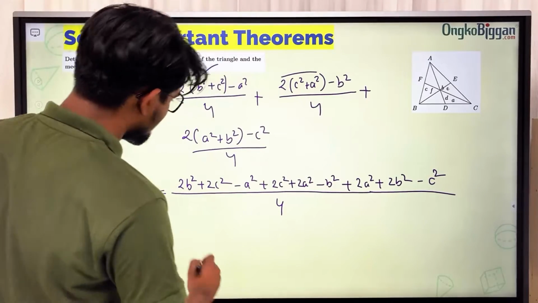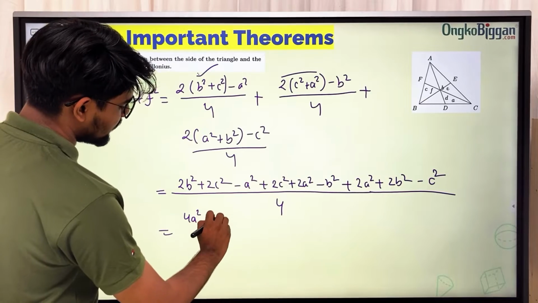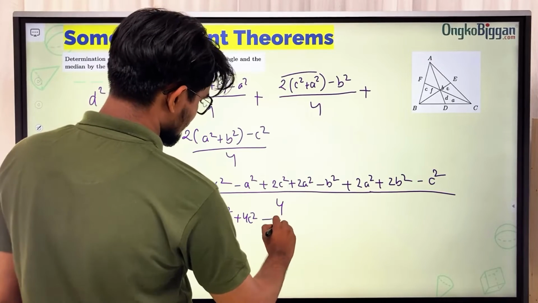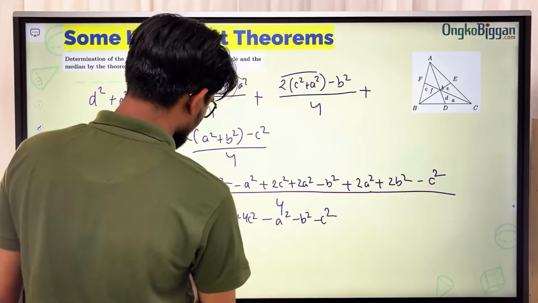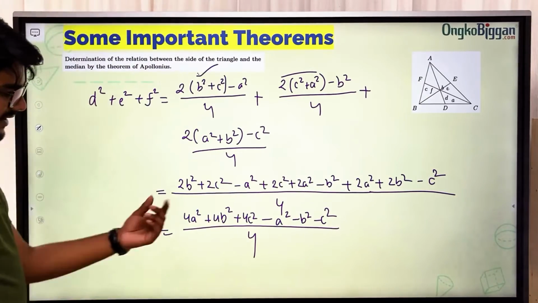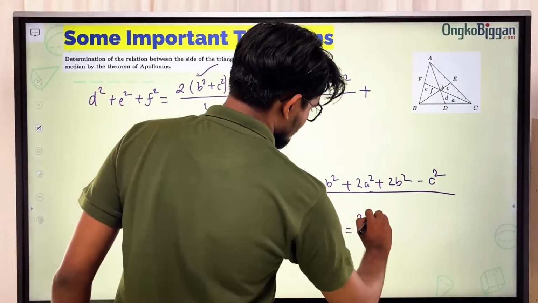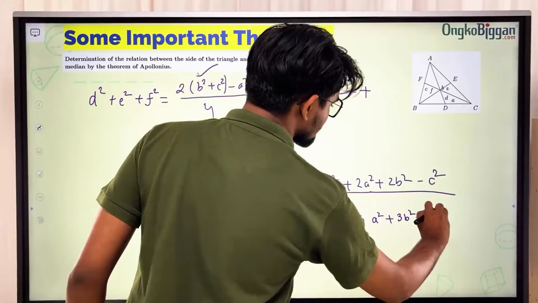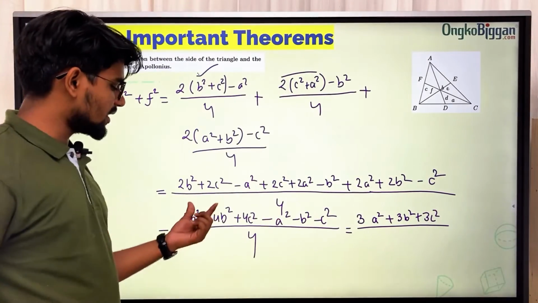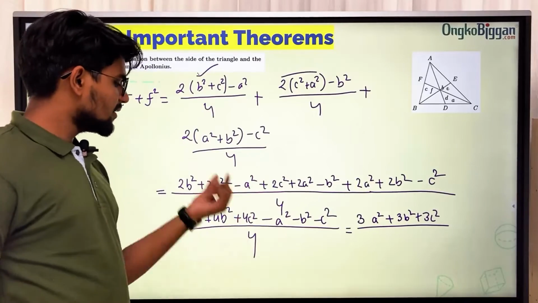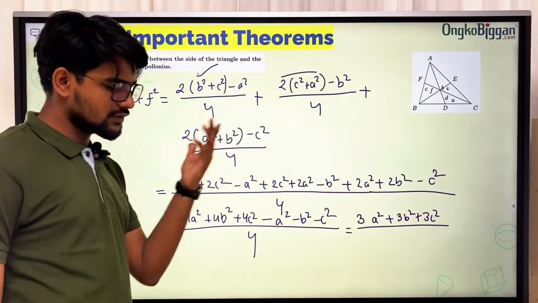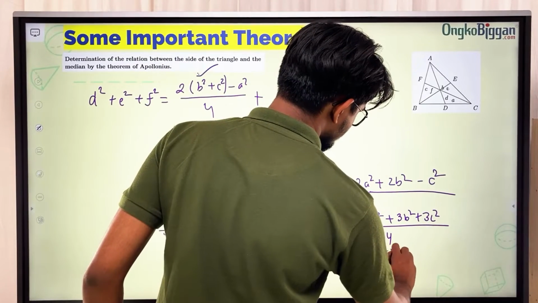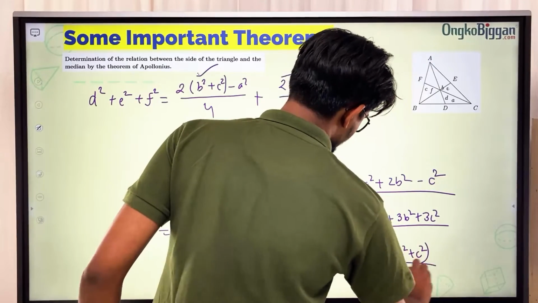So we get 4a square plus 4b square plus 4c square, and minus a square minus b square minus c square, divided by 4. And what we see is that on the top we get 3a square plus 3b square plus 3c square, because cancelling 1a square from 4a square will give us 3a square. Similarly, 4b square minus b square is 3b square, 4c square minus c square is 3c square, divided by 4. And if I take common 3, a square plus b square plus c square divided by 4.